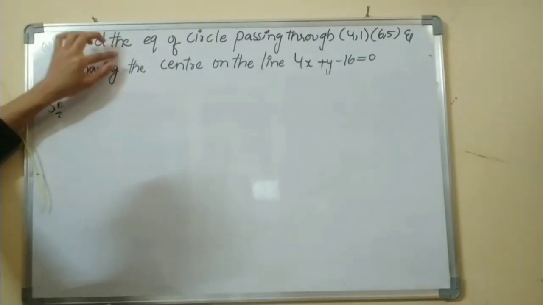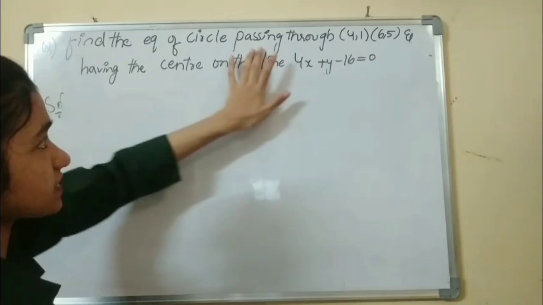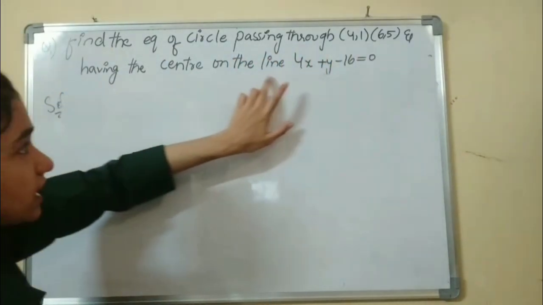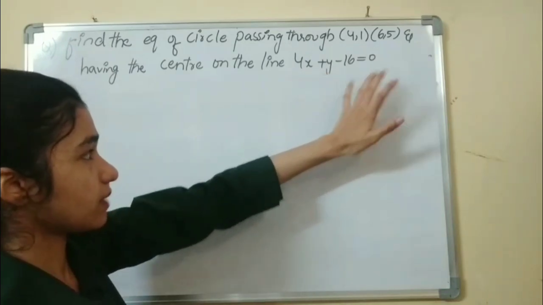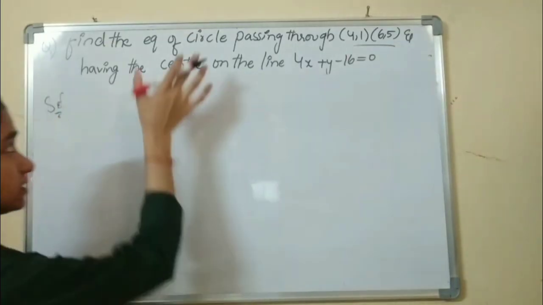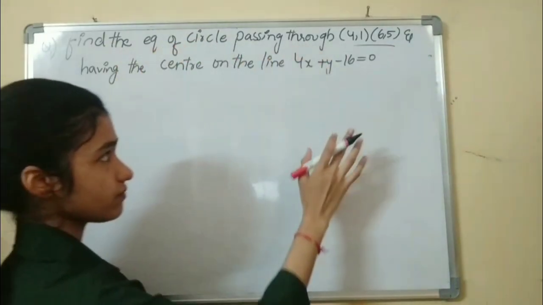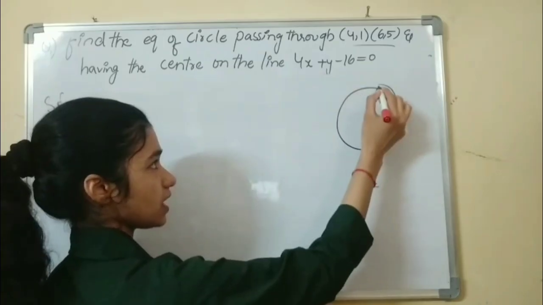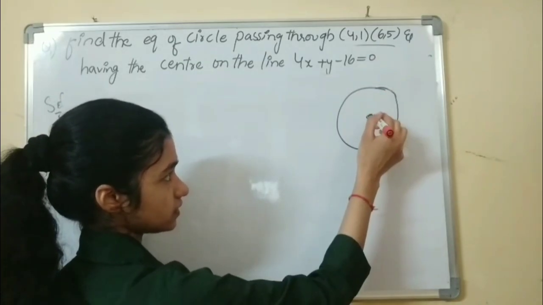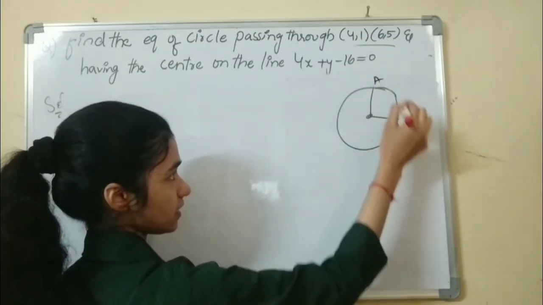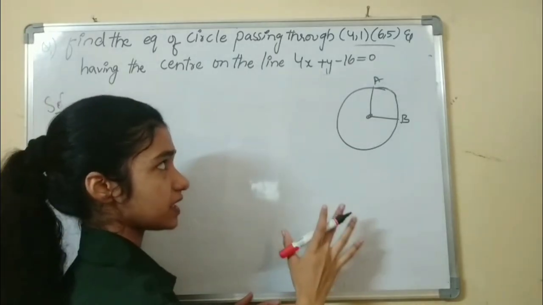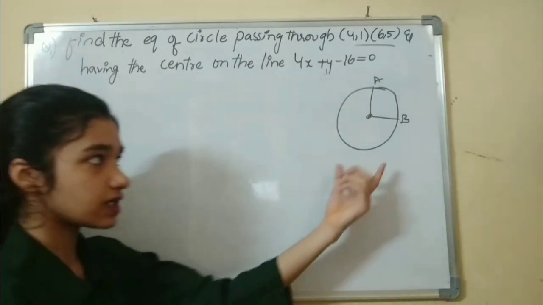Question: Find the equation of the circle passing through (4,1), (6,5) and having the center on the line 4x + y - 16 = 0. So here what is given is, like previously, the sums related to finding the equation of a circle, with these points at distance from the center. It is A and it is B like this. As I have already explained the concyclic concept in the previous video, it is very relatable to that.